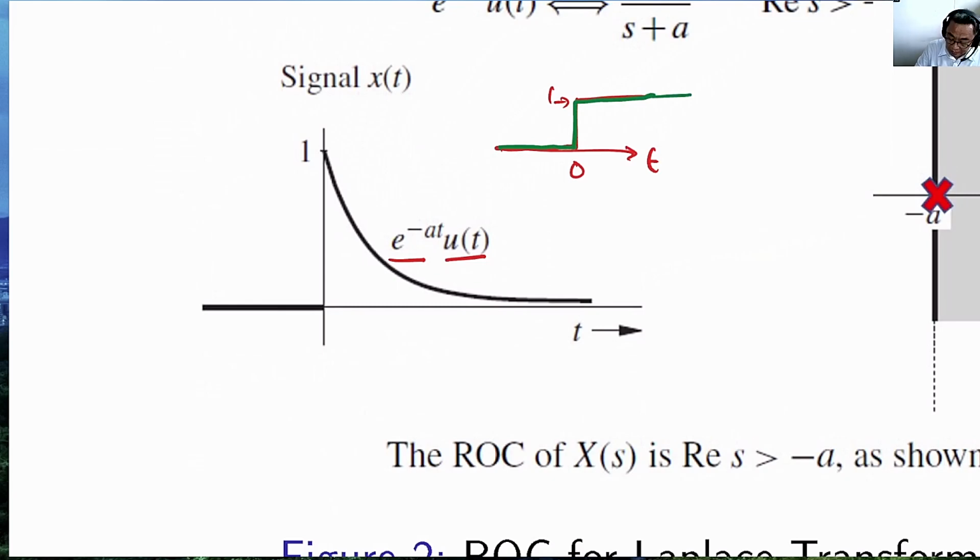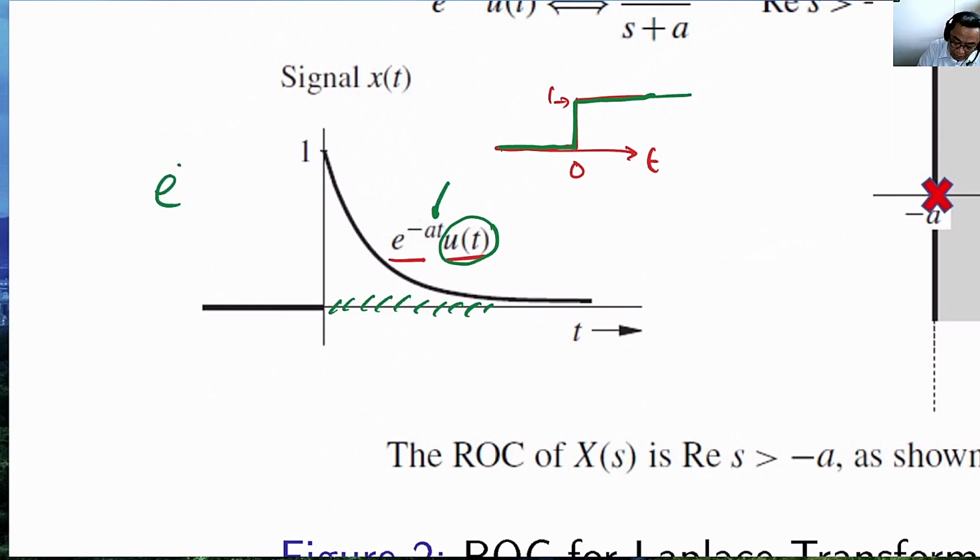Now, what it does is that it converts any signal into a causal signal. That means the signal only exists on the right hand side of time. So e minus at times ut looks like this. What about the value of a? In this example, a is a positive value because it is obvious now.